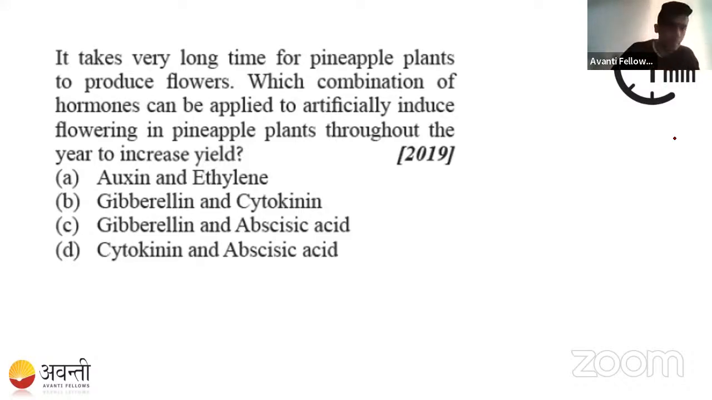So let's see what is used to make the pineapple produce flowers at a faster rate. The most common hormones, or mixture of hormones, used to induce flowering in pineapple is the combination of auxins and ethylene. So it's a direct question, and the option is A. Understood? Usually the presence of auxins influences the faster production or expansion of floral parts, and ethylene helps in ripening.